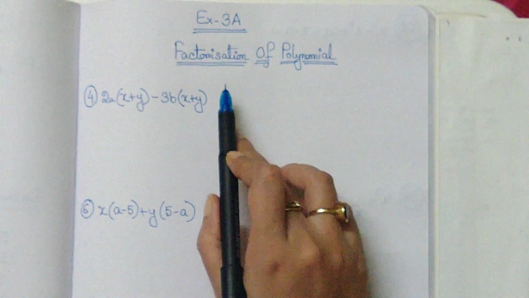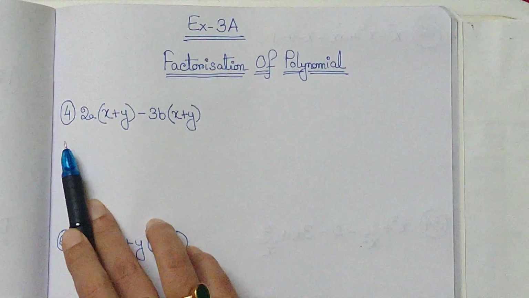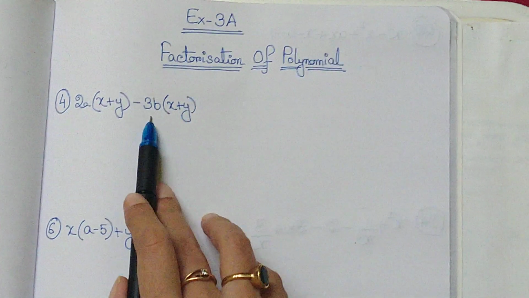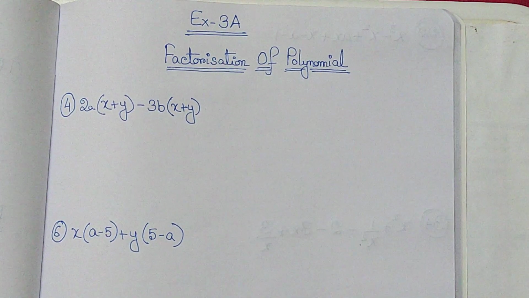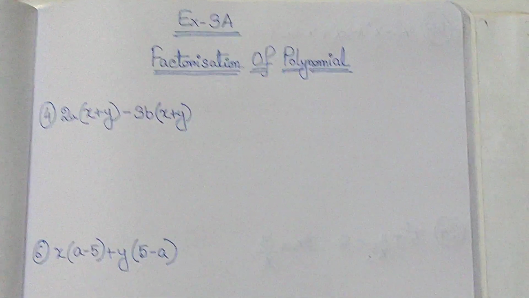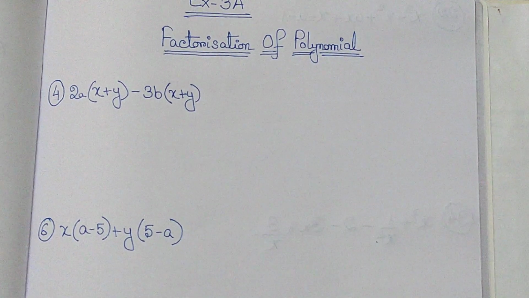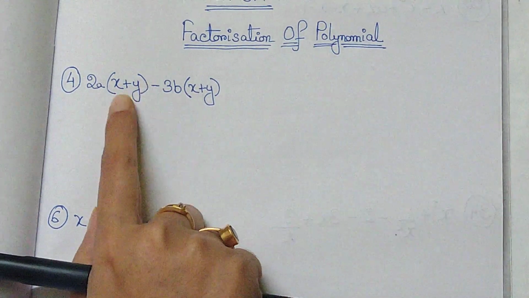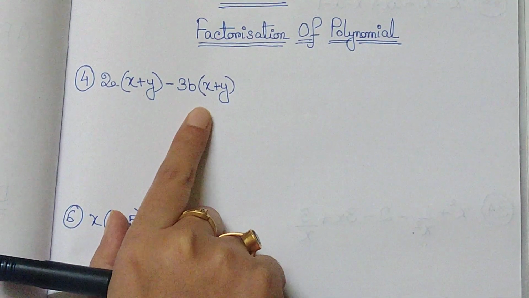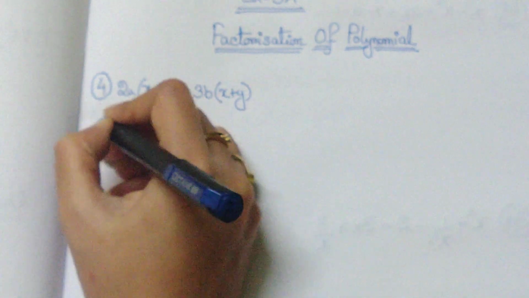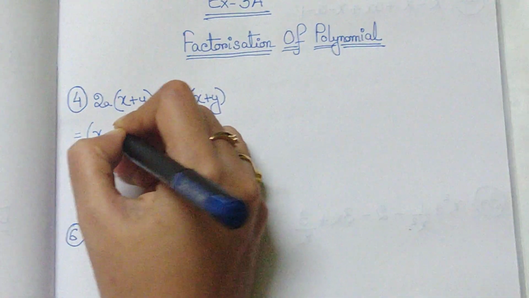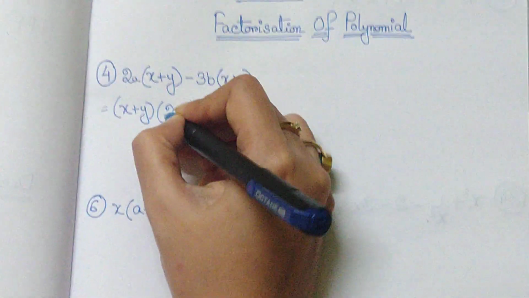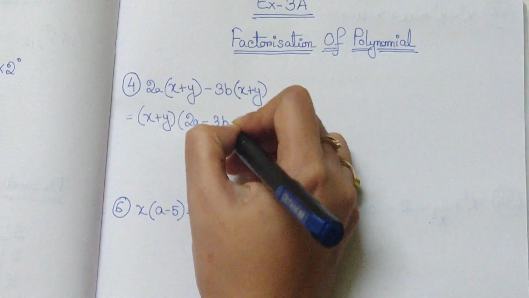Exercise 3A, factorization of polynomial. We are going to solve sum number 4. 2a into x plus y minus 3b into x plus y. Now, there are two main methods for solving this type of sums. First method, taking out the common factor. As you can see, x plus y is common in both the cases. So, I can take x plus y common. Then, in the bracket, 2a minus 3b.